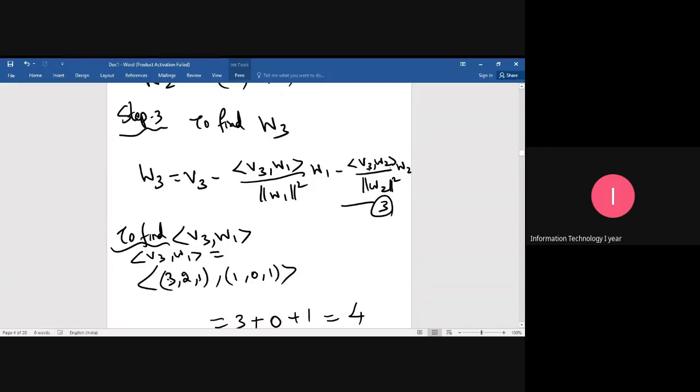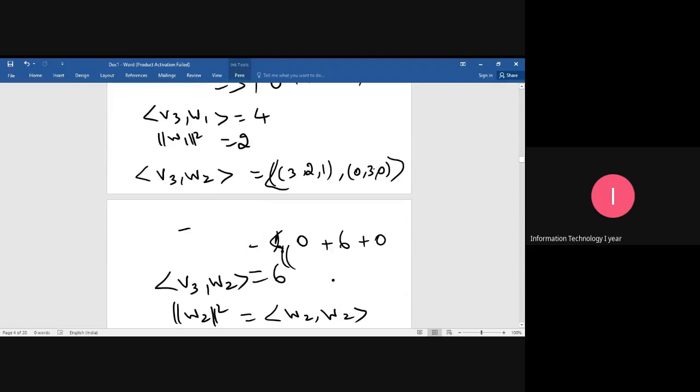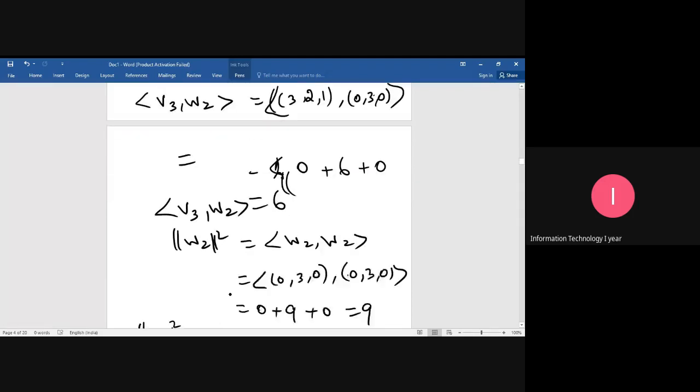To find W3, the formula says W3 is V3 minus the inner product of V3 comma W1 divided by norm W1 square into W1, minus the inner product of V3 comma W2 divided by norm W2 square into W2. So what values do we need? Just calculate all these values, then substitute into the formula, and we get the answer for W3.